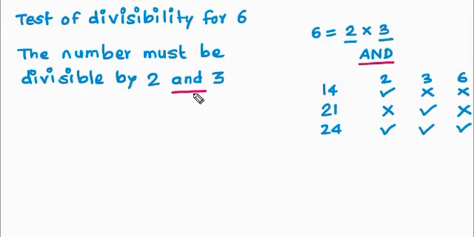So the divisibility test for 6 is that the number must be divisible by 2 and 3. It's very important, it is "and" here, so it has to be divisible by both 2 and 3. Let's now look at divisibility of 7. There are multiple methods for divisibility of 7. I will use two methods which are relatively easy.